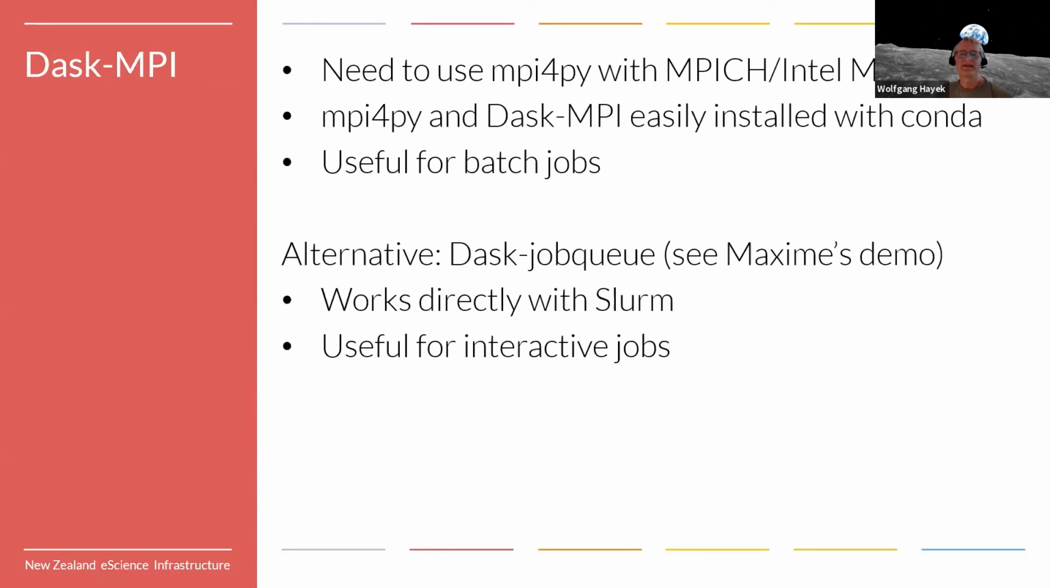And again, Dask MPI is mainly useful for batch jobs. It is not really a tool that you would use for interactive jobs. This is something that Maxime's demo will show. If you have an interactive job, you might want to have a look at Dask jobqueue. But I don't want to steal his thunder, so I don't want to go into great detail here.